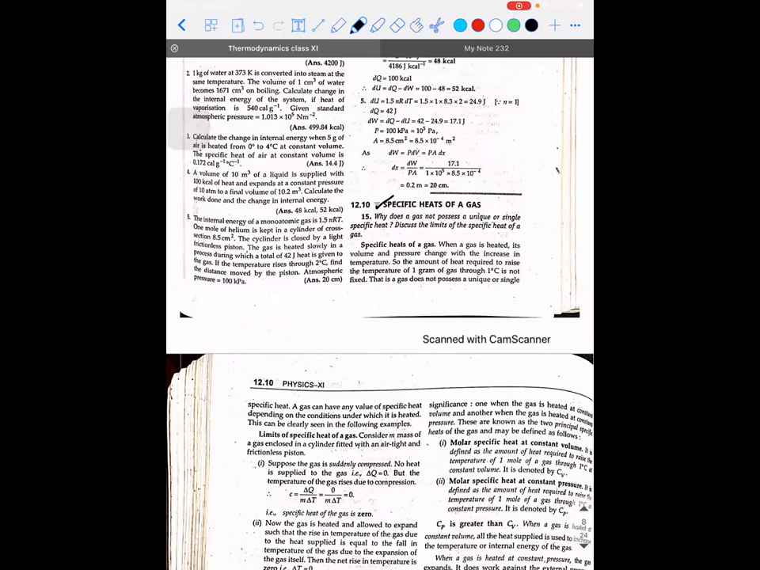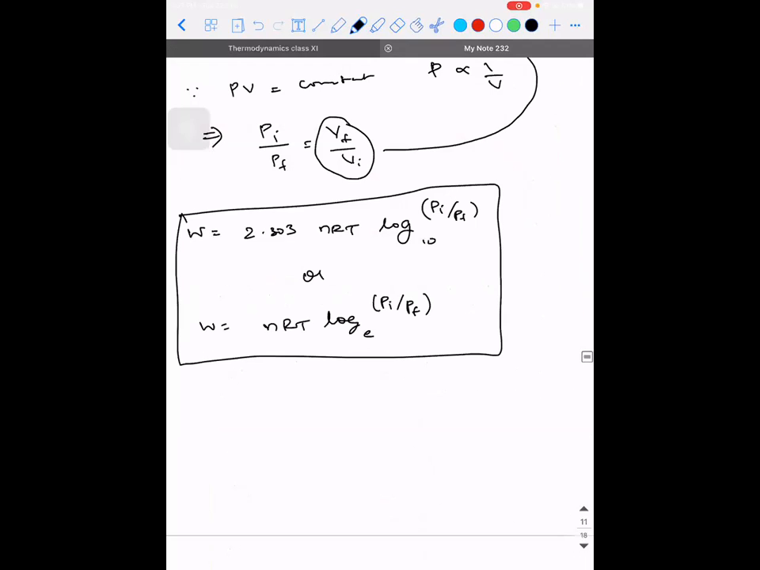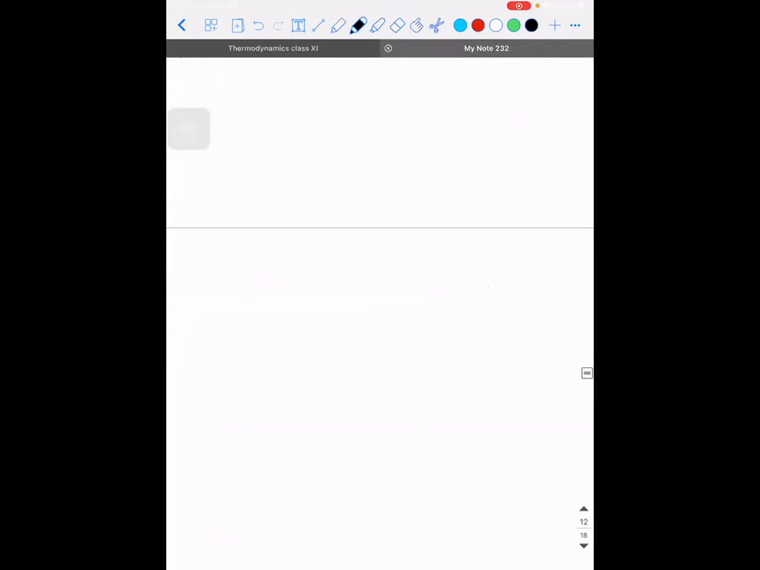So what is specific heat? What is the other name for it? It is also called specific heat capacity, right? That we have already discussed in the previous chapter. So let's recollect it once. So what is the definition of specific heat? Can someone tell me?